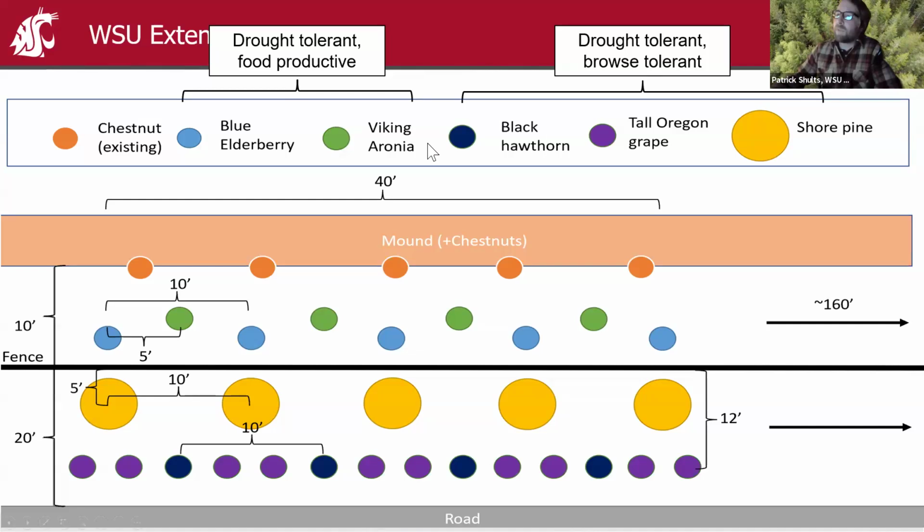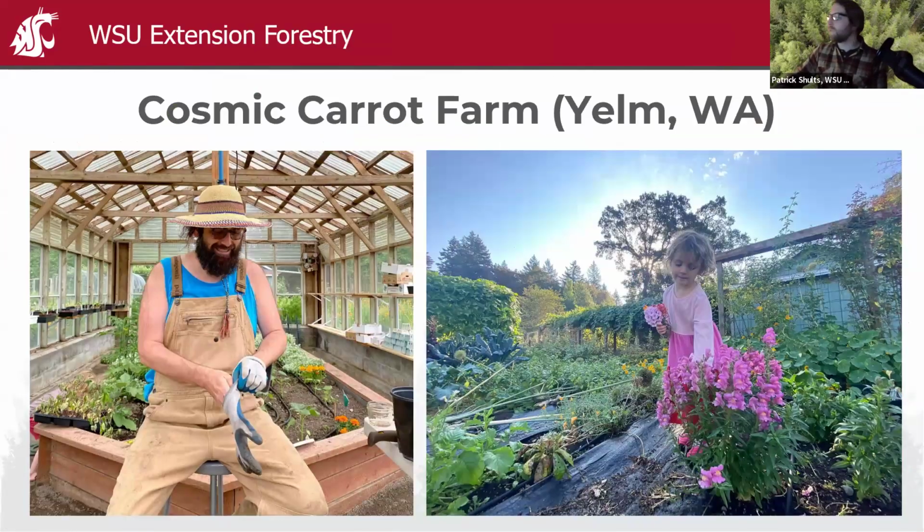But on the inside, we have two species that are drought tolerant and food productive: blue elderberry and Viking aronia. Mohammed also has some chestnuts sporadically on the inside there. They're already there. We saw some blue elderberry doing just fantastic with a little help from irrigation, for sure. But blue elderberry is drought tolerant, and so we know what's doing well on that site. And that is a piece of advice I always give landowners: if something's doing well, don't be afraid to keep planting it, especially if you're having problems with other species.